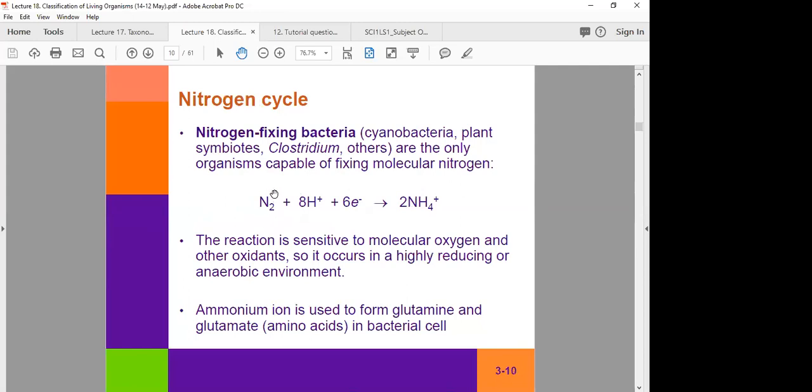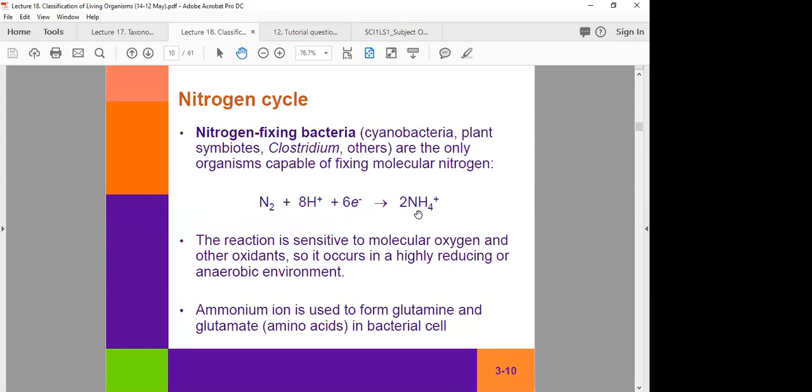Nitrogen-fixing bacteria will take gaseous nitrogen, or molecular nitrogen, or atmospheric nitrogen, if you like, N2, couple this to 8 protons and 6 electrons, and this will form 2 ammonium ions, NH4+. So this is one of the important polyatomic ions that was introduced to you very early on in, I believe, lecture 3, the ammonium ion.